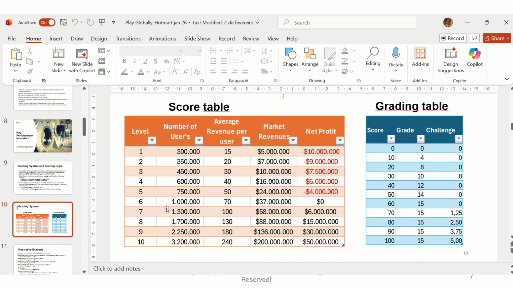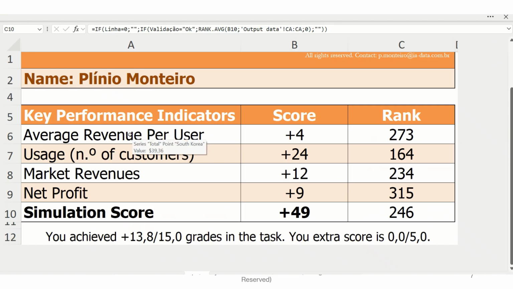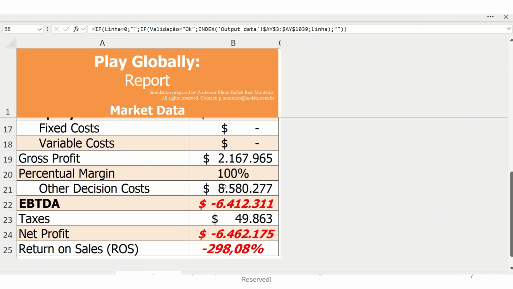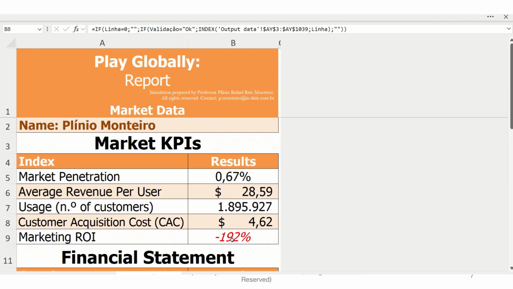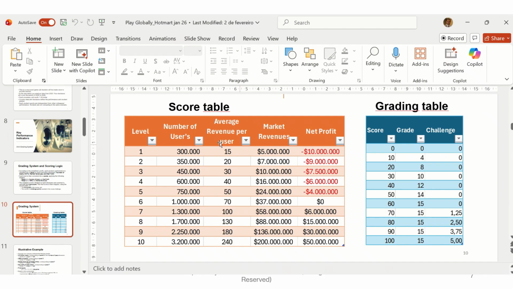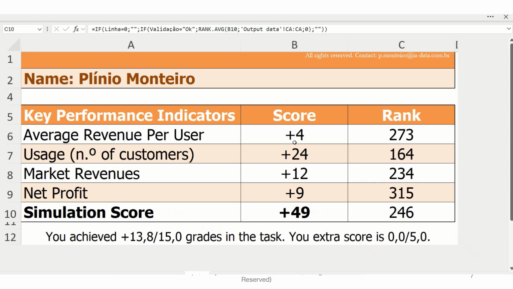So remember, what is the meaning of the score that I have for average revenue per user? What was my average revenue per user? It was 28. So with 28, I am here in level 2. It's valued at 2 points, so 2 multiplied by 2 equals 4. The same happens for the other metrics.